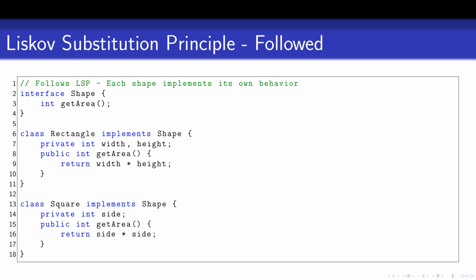By introducing a shape interface, both rectangle and square implement their own behavior through getArea. This ensures that subclasses maintain predictable behavior and meet the principle's requirements.